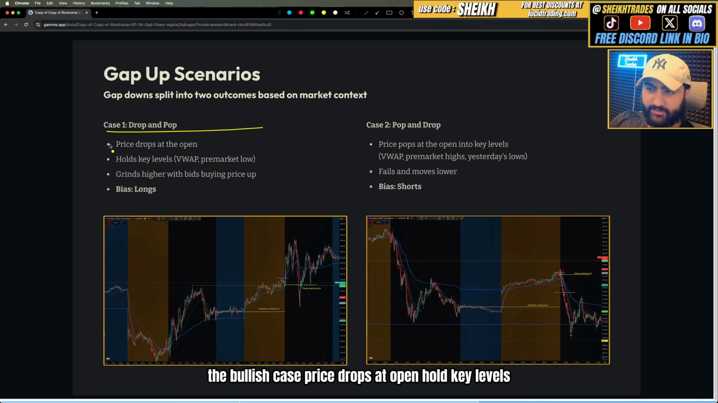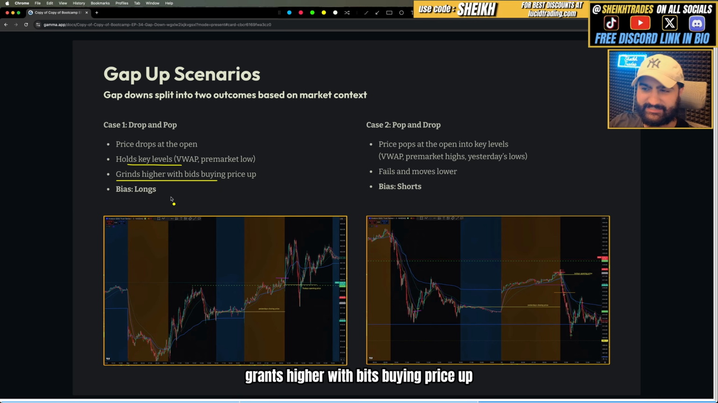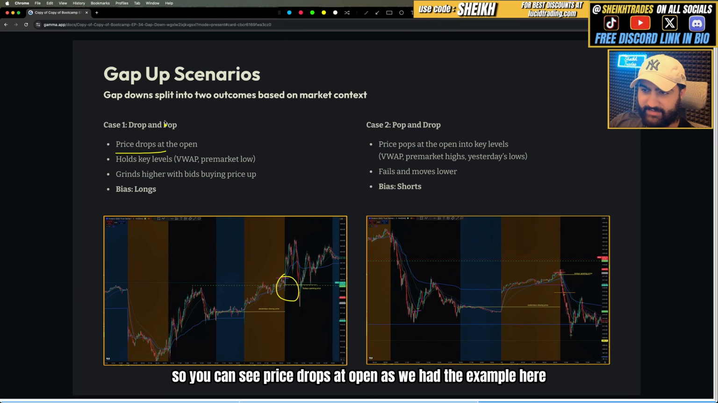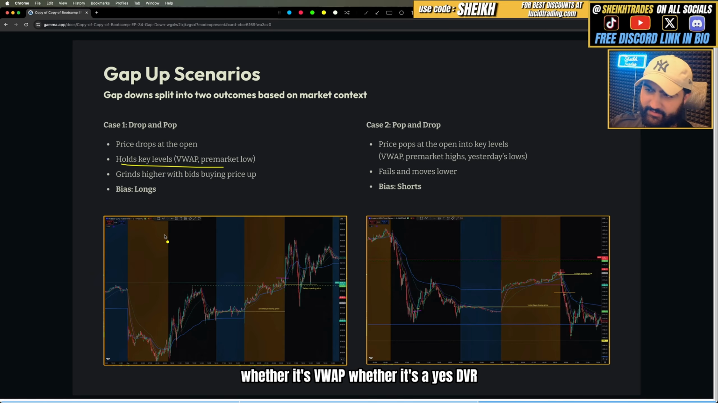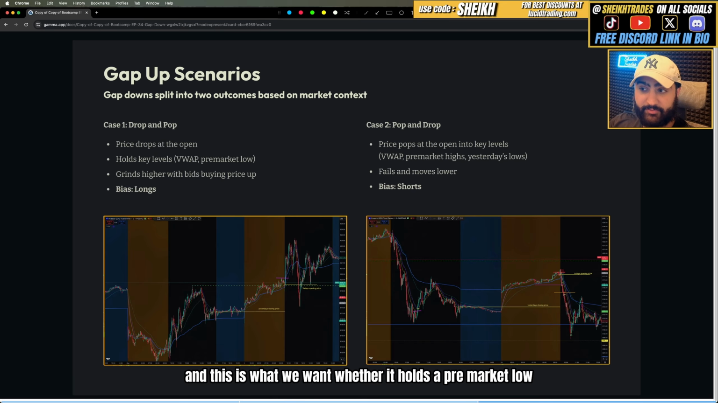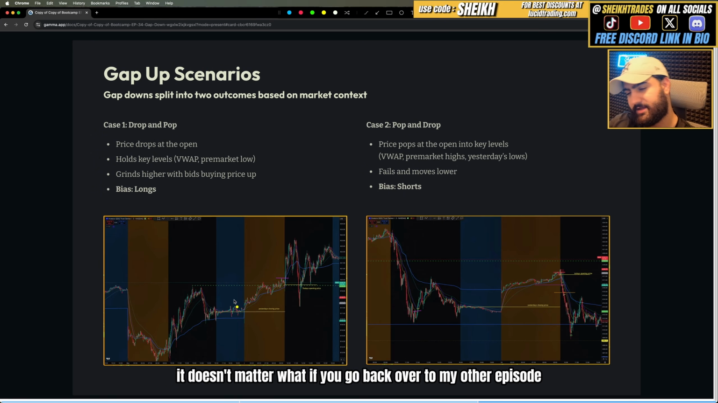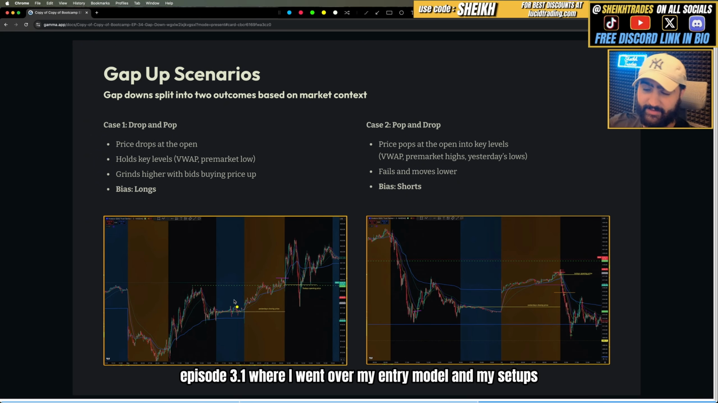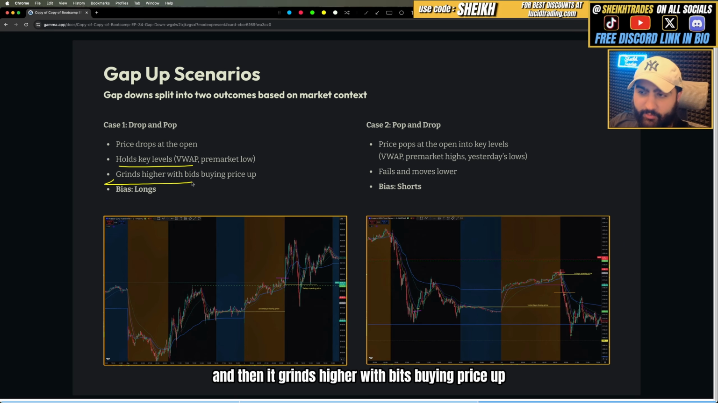So for the drop and pop, the bullish case: price drops at open, holds key levels, grinds higher with bids buying, price up, bids stacking. So this is longs. You can see price drops at open, as we had in the example here, holds key levels, whether it's pre-market high, whether it's VWAP, whether it's yesterday's VWAP, whatever it is, it drops and then holds. And this is what we want. Whether it holds pre-market low, whether it does an FBD through pre-market low, it doesn't matter. If you go back over to my other episode 3.1, where I went over my entry model and my setups, it could be anything of my playbook. Whether it does anything and then it grinds higher with bids buying price up, I want longs. I want to be in those longs.